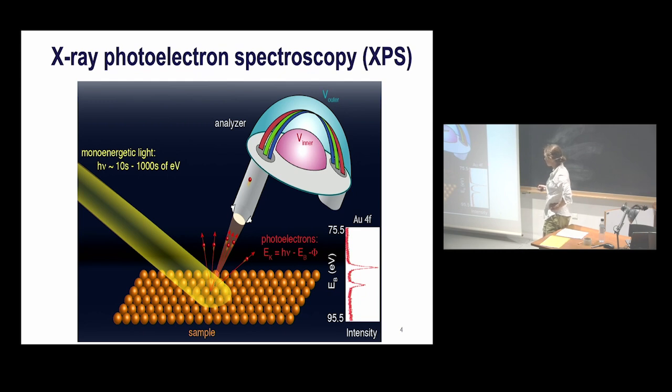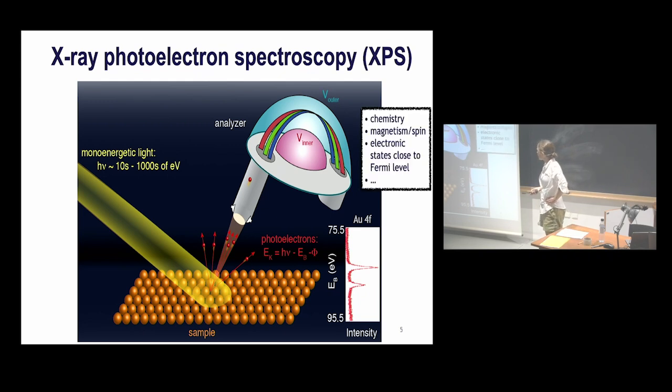This is a cartoon of a gold single crystal 111 surface, and this is actual data, just exemplary data from the gold 4f spin orbit split state, where you can see photoemission intensity as a function of binding energy.